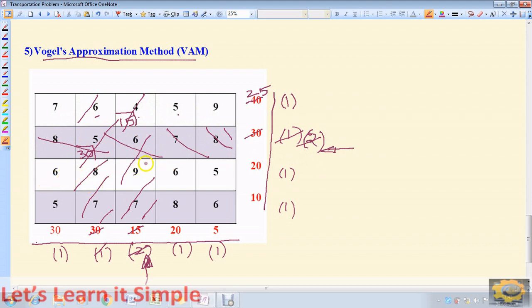That is, 6, 5 in the third row, and 5, 8, 6 in the last row. Again we need to find the difference between the least cost and next least cost. Let us start from the first row. The first row's least cost is 5 and the next least cost is 7. Therefore, the new penalty for the first row is 2.